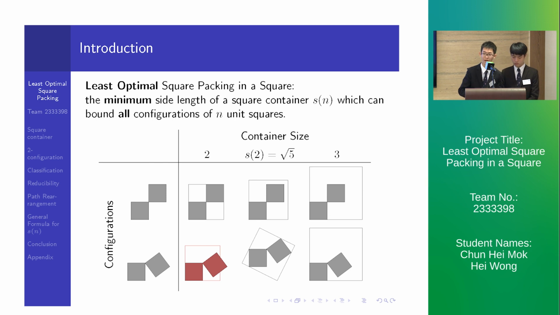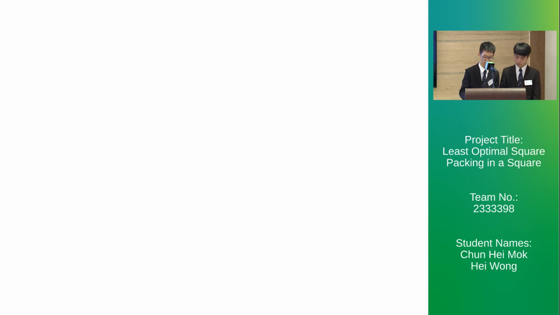In least optimal square packing, we try to find the minimum side length of a square container Sn that can bound all configurations of n unit squares. For example, a square container of side length 3 and root 5 can bound these two configurations, but a container of size 2 cannot bound the second one. In fact, S2 is exactly root 5, as we shall see.